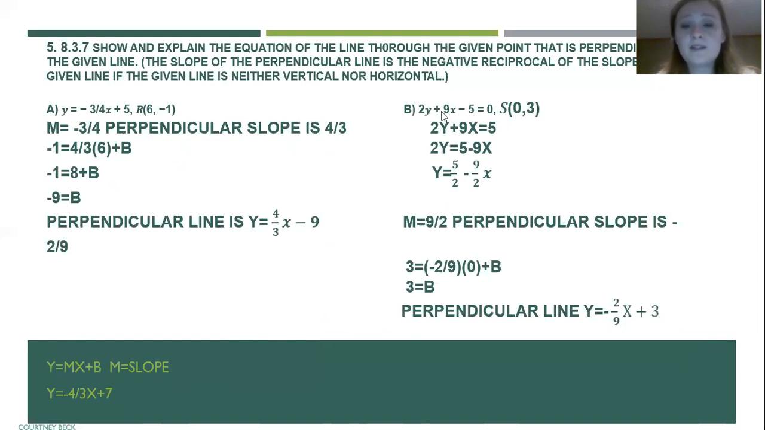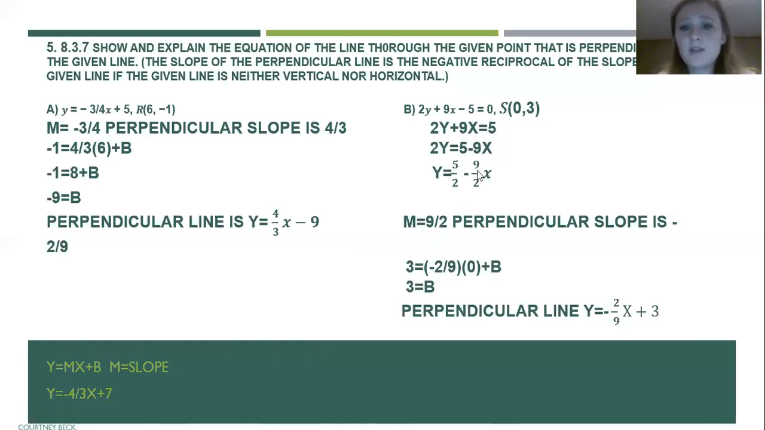Okay, and then our next equation, you have to add an extra step because the y is not alone. So we're going to move this over here so we just have a y on the left side. So we have 2y plus 9x equals 5 because we added the 5 to the right-hand side. And then we have 2y equals 5 minus 9x because we subtracted 9x from both sides. And then we're going to divide the right side by 2. So we have y equals 5 over 2 minus 9 over 2 x.